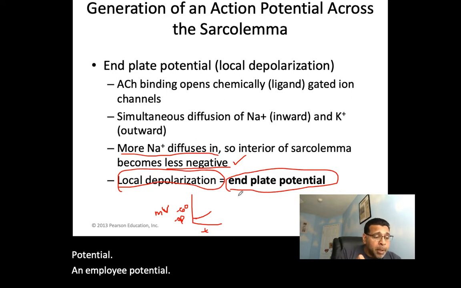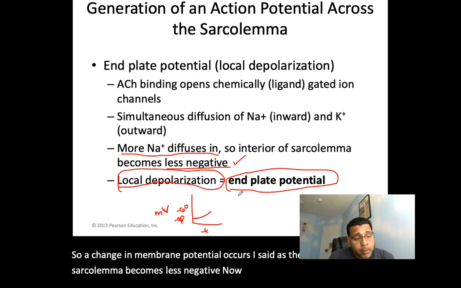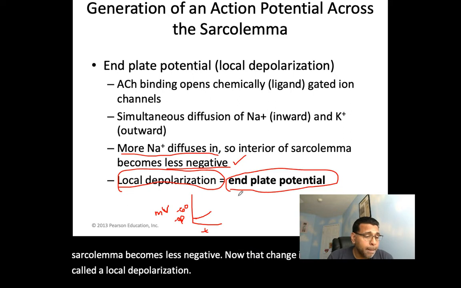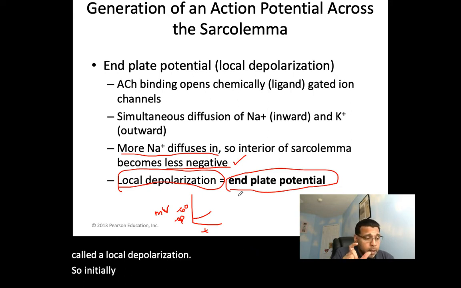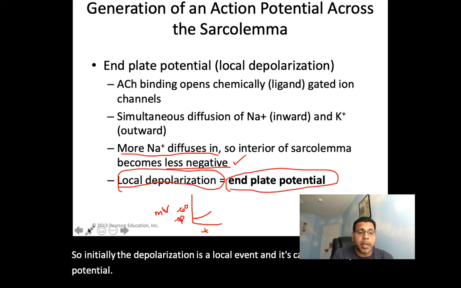A change in membrane potential occurs as the interior of the sarcolemma becomes less negative. That change is an event called a local depolarization. Initially that depolarization is a local event, and it's called an end plate potential.